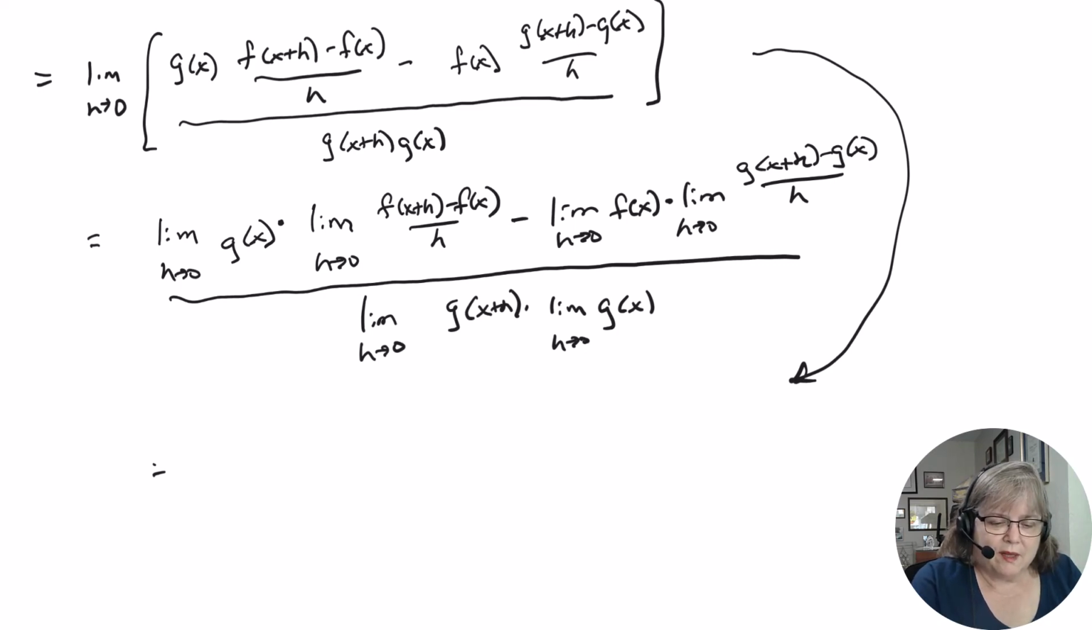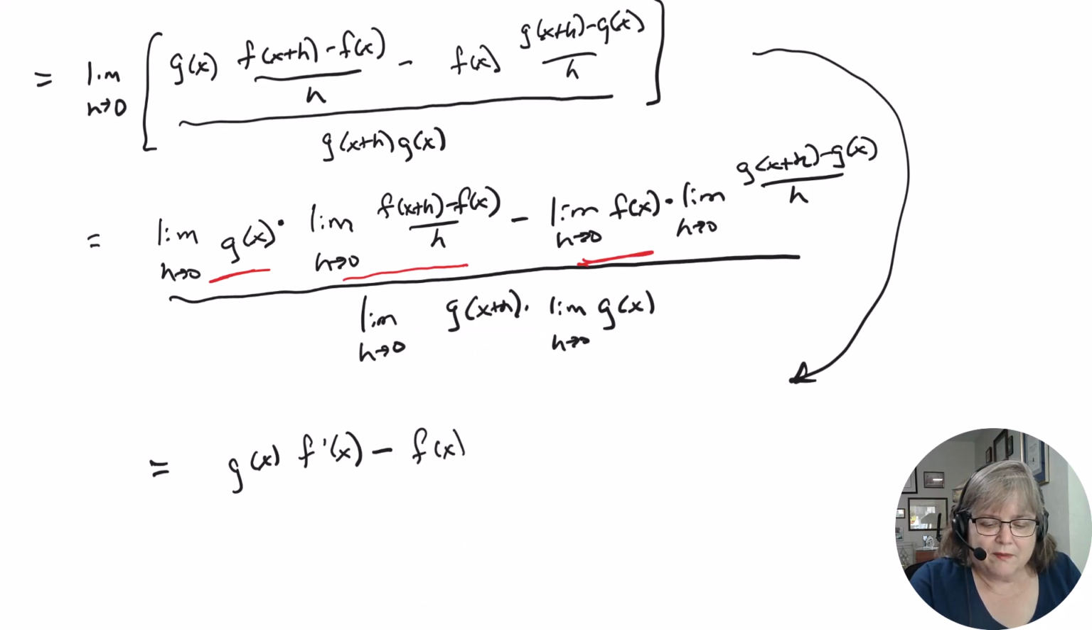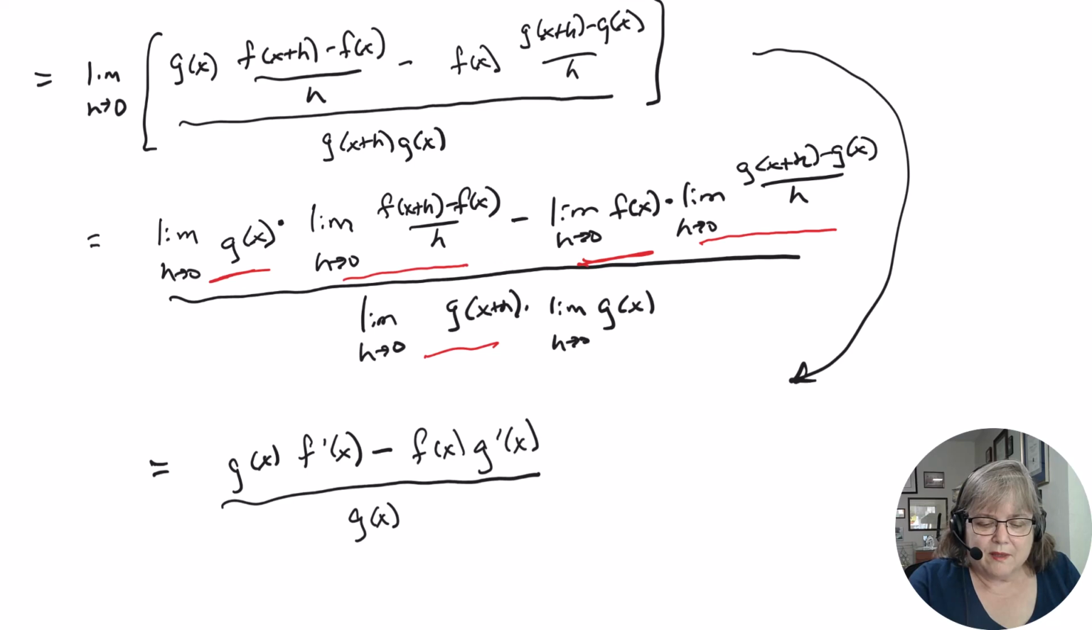Now, as you walk through this, the limit as h goes to 0 of g of x is just g of x. The limit as h goes to 0 of f of x plus h minus f of x over h is f prime, minus the limit of f of x as h goes to 0, which is f of x. The limit as h goes to 0 of g of x plus h minus g of x over h is g prime, all over the limit of g of x plus h as h goes to 0, which is g of x. The limit as h goes to 0 of g of x is g of x, and g of x times g of x is g of x squared. And there you go.